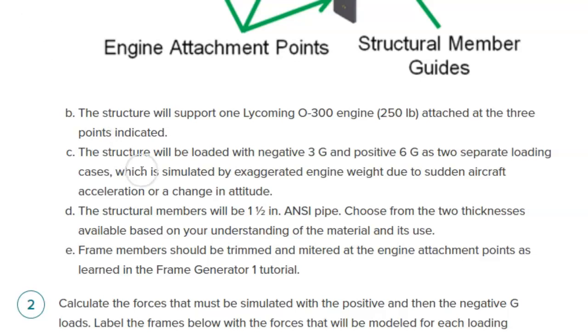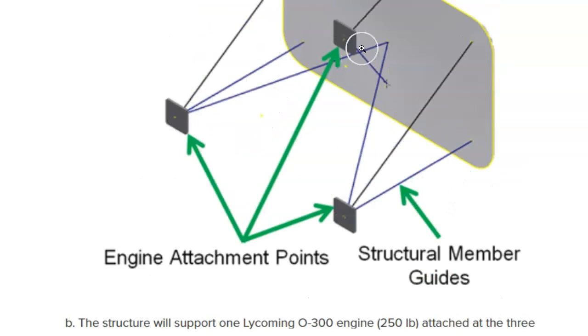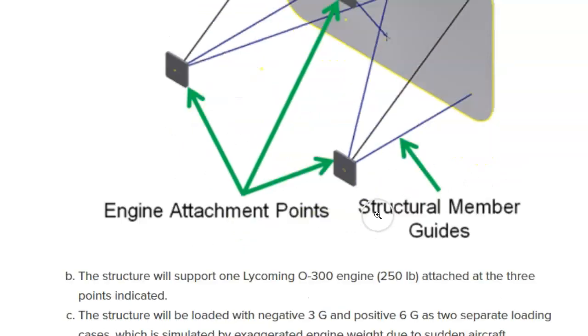All right, for this simulation, we are going to be looking at two different circumstances. So we're going to start with this Lycoming engine. The O300 engine is 250 pounds, and it's going to be attached at 3 points. So we have these three attachment points that we're connecting this engine to.